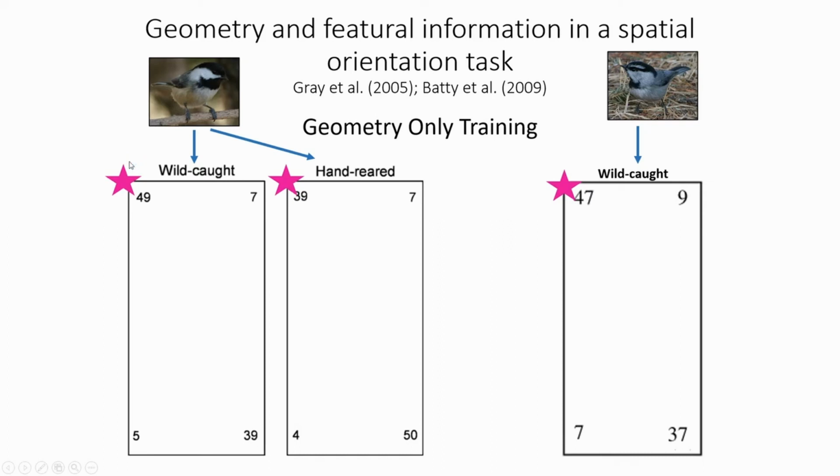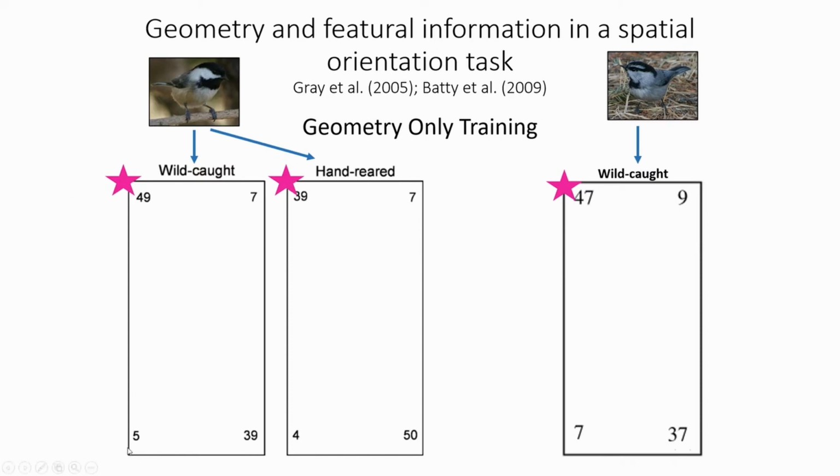So we just wanted to see if they have similar use of geometry and featural information, so we looked at both. And just to be extra fancy, they also looked at hand-reared black-capped chickadees. So wild-caught birds would be birds that we went out into the field and caught out in the wilds where they had been exposed to nature and natural environments, whereas hand-reared birds would have been raised in the lab without exposure to those natural environments.